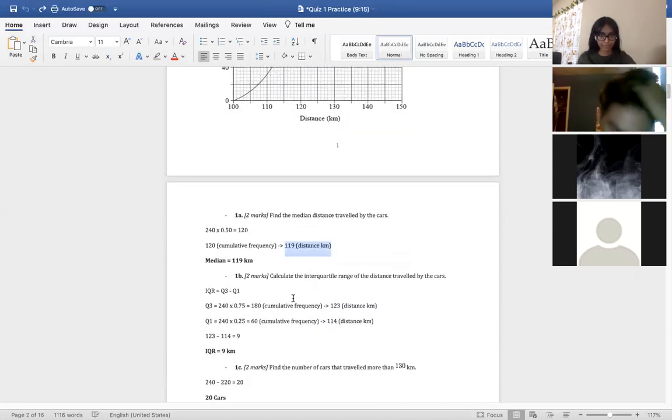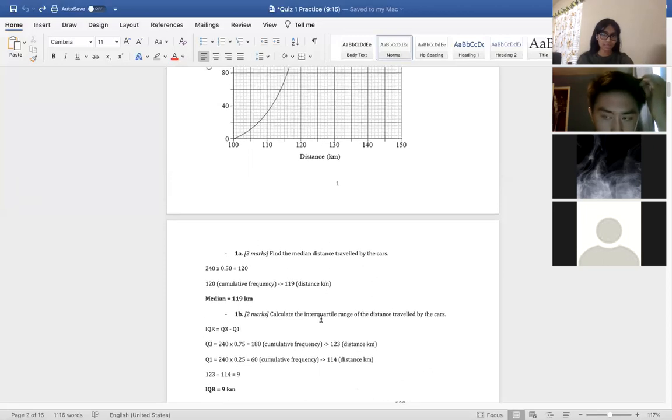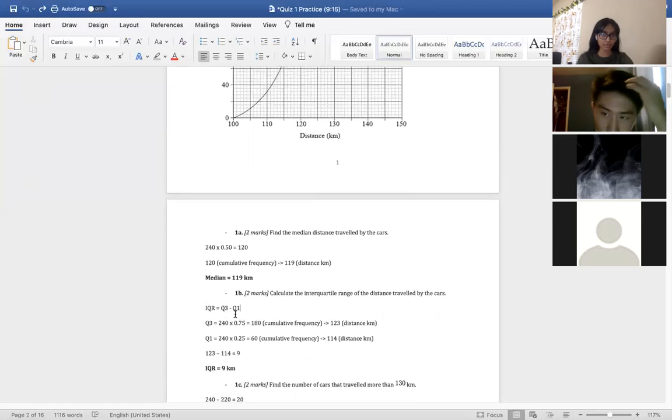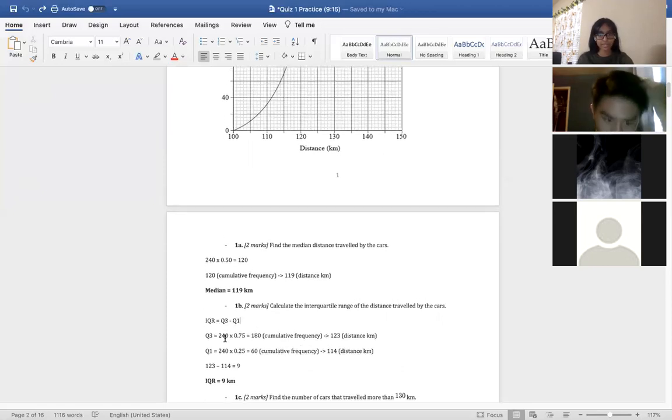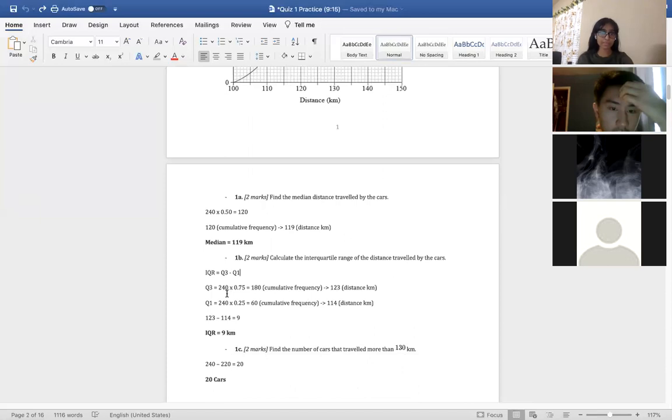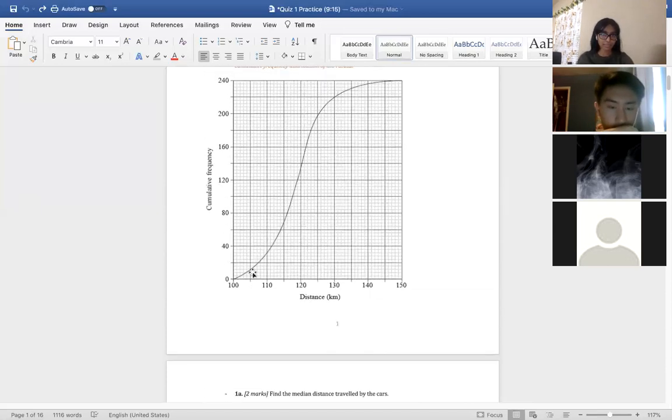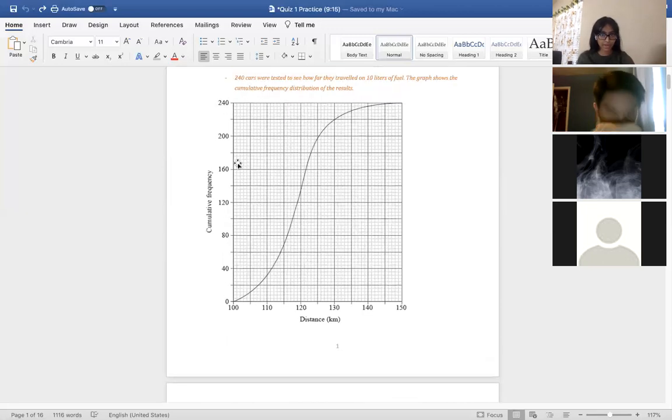Okay, so question 2, calculate the interquartile range of the distance traveled by the cars. So basically it's the same thing. For the interquartile range, you have to find quartile 3 and quartile 1. First you would take the highest value of 240 and multiply that by 0.75, which is 180. Then you go on the graph and find 180. Since this goes by values of 20, this would be 180.